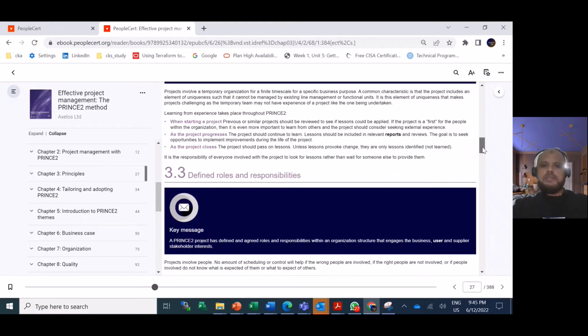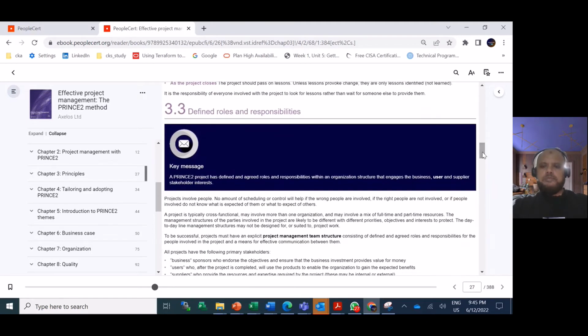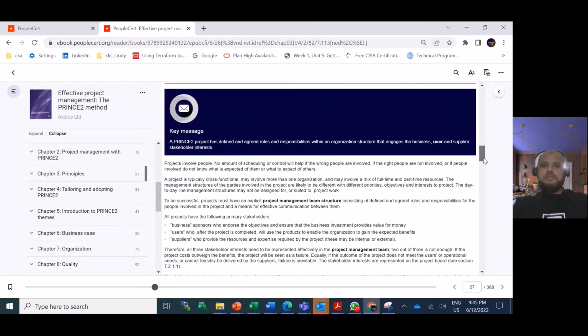Then the third principle is define roles and responsibilities. With every principle, you see a key message. The key message here is that a PRINCE2 project has defined and agreed roles and responsibilities within an organizational structure that engages the business, user, and supplier stakeholder interests. Projects involve people, and no amount of scheduling or control will help if the wrong people are involved. So we must have the right people at the right time and in the right place.